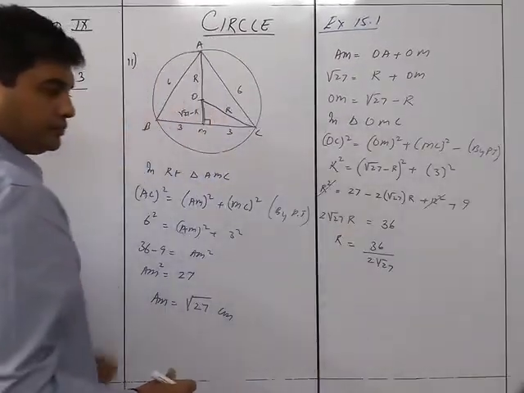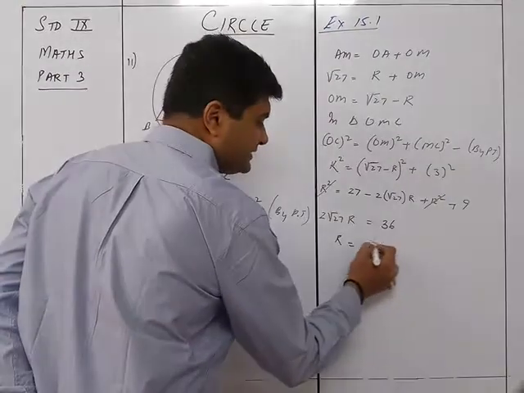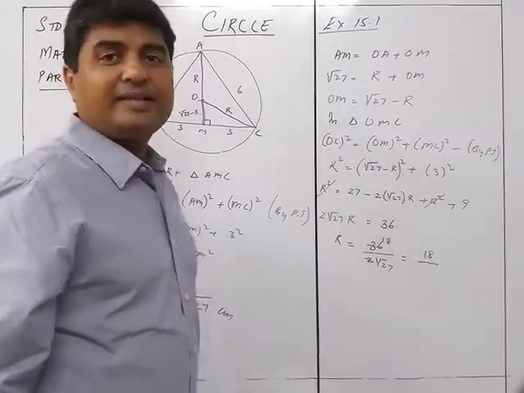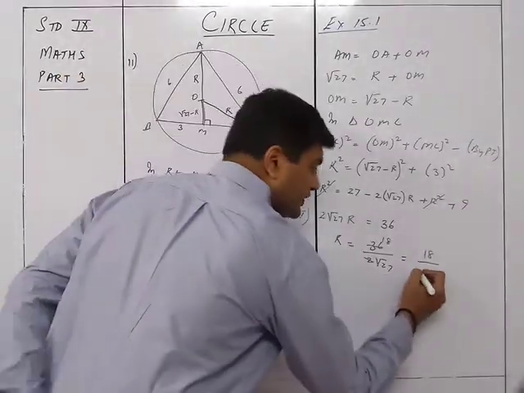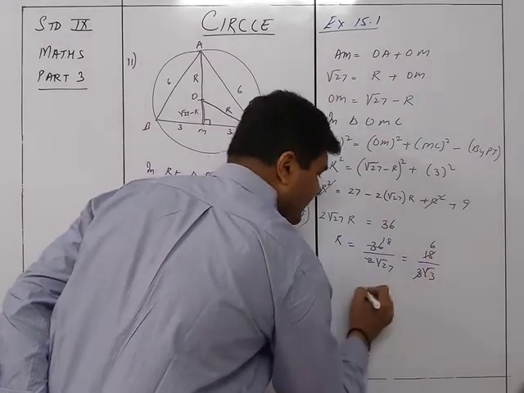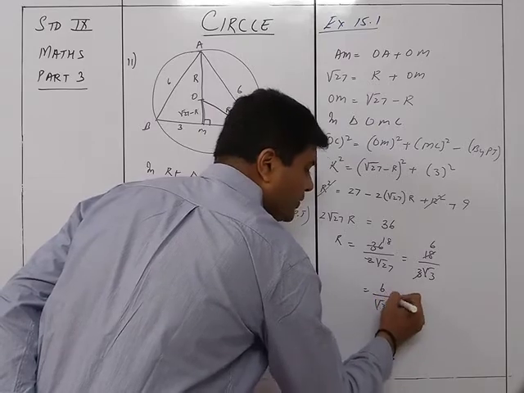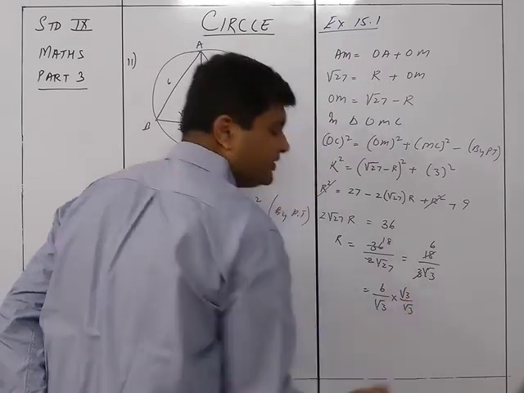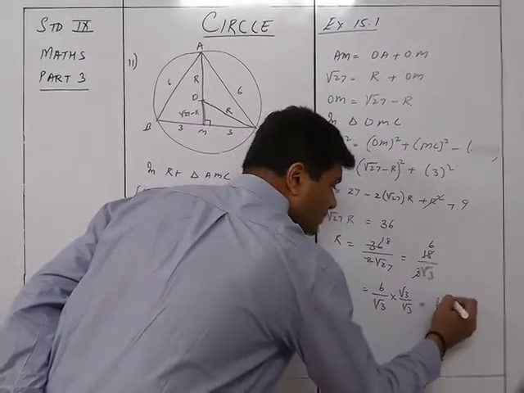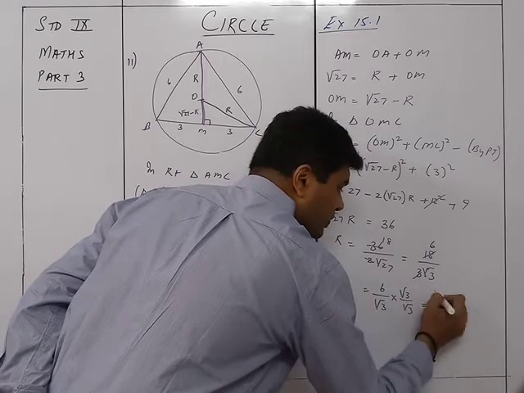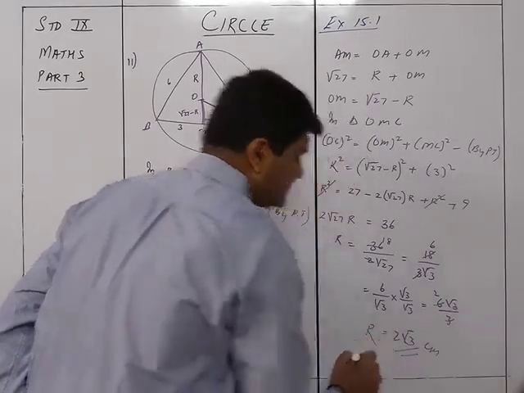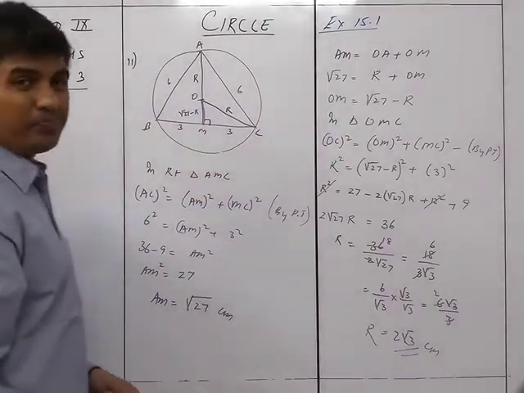So this cancels to 18 upon, now root 27 is 9 into 3, so it is 3 root 3. So again you cancel it to 6, so it will be equal to 6 upon root 3. Now you need to rationalize it because the denominator is an irrational number. That will give you 6 root 3 upon 3, which is equal to 2 root 3. So the value of the radius is 2 root 3 centimeters.